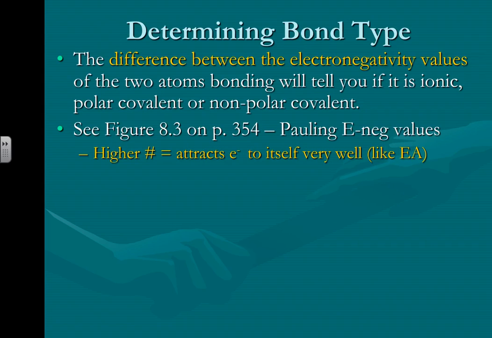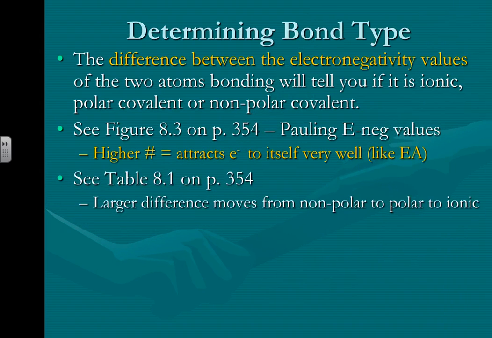So if you would take a look in your textbook, page 354, what you're actually going to see on that page in figure 8.3 are what are called Pauling scale electronegativity values. So to go back and think about something that we talked about just a couple of presentations ago with electron affinity and electronegativity, they are very similar, but with electronegativity, you are on the Pauling scale, which is a 4 to 0 scale. So the higher the number, the better the atom is at attracting electrons to itself. So again, it's a lot like electron affinity.